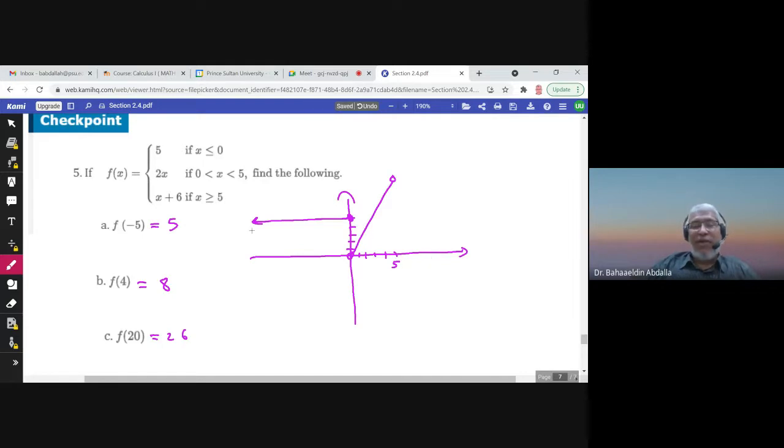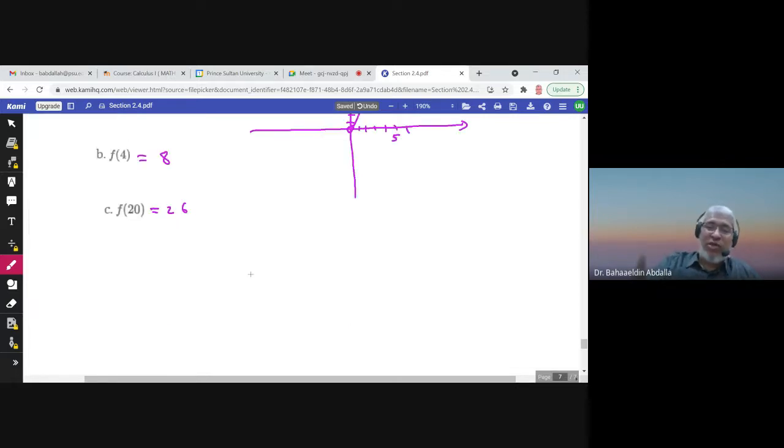After 5, the graph is y equals x plus 6. At 5, I need to see at 5. Replace x by 5. 5 plus 6 is 11, so it is here. This is 10 and this is 11. And at 6 it is 12. At 7 it is 13. And the graph goes like this. So this is the graph of x plus 6 from 5 to infinity. So this would be the graph of this piecewise function.